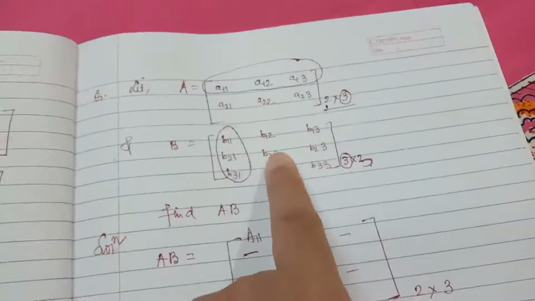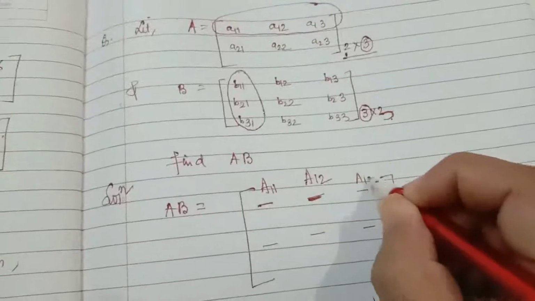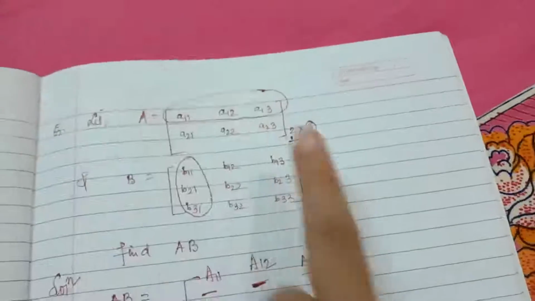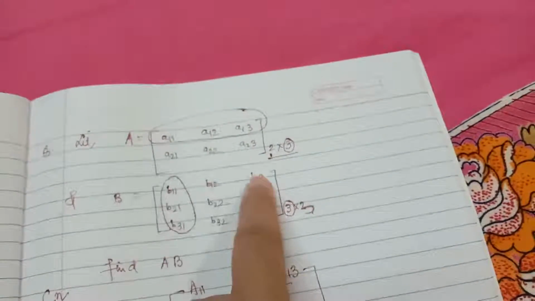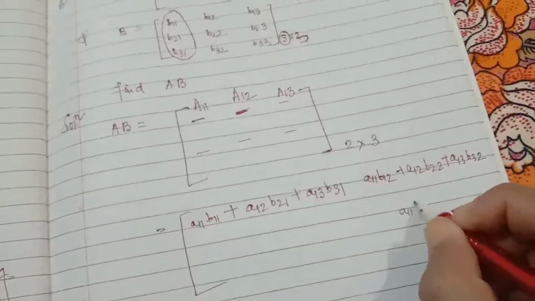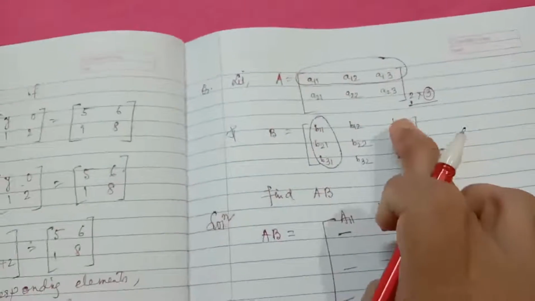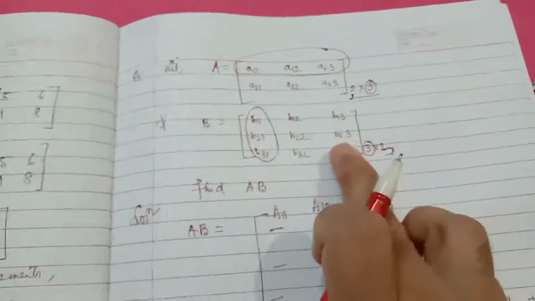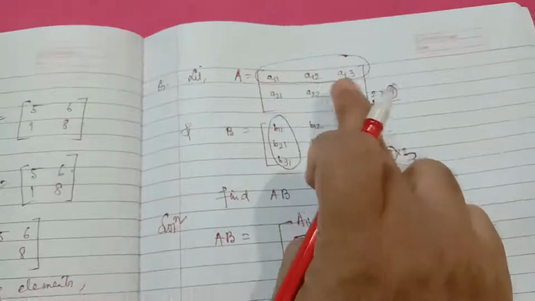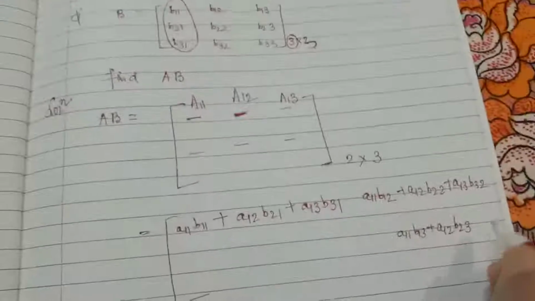Row, column. Next, this is the first row, third column element. How to get it? We have to multiply the first row of A with the third column of B. A11 B13, plus A12 B23, plus A13 B33.